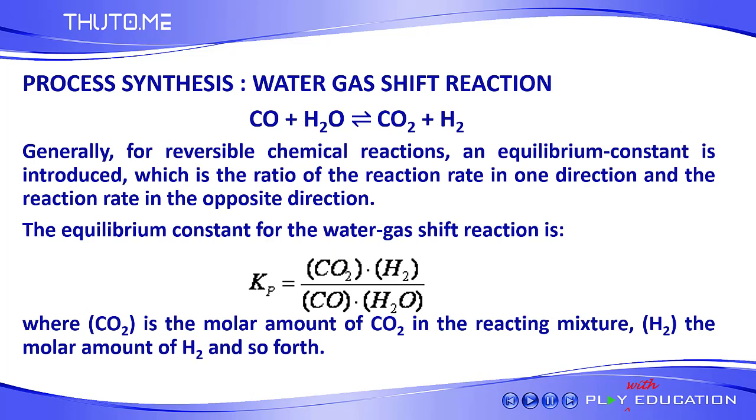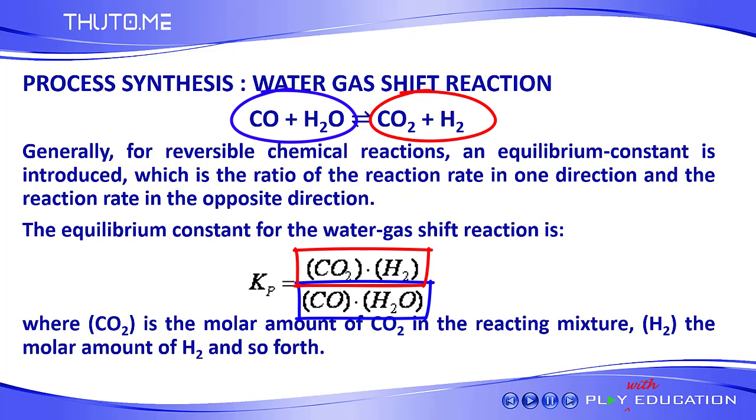Generally, for reversible chemical reactions, an equilibrium constant is introduced, which is basically the ratio of the reaction rate in the forward direction and that of the reverse direction. So the equilibrium constant is usually given as the ratio of products over the ratio of reactants.